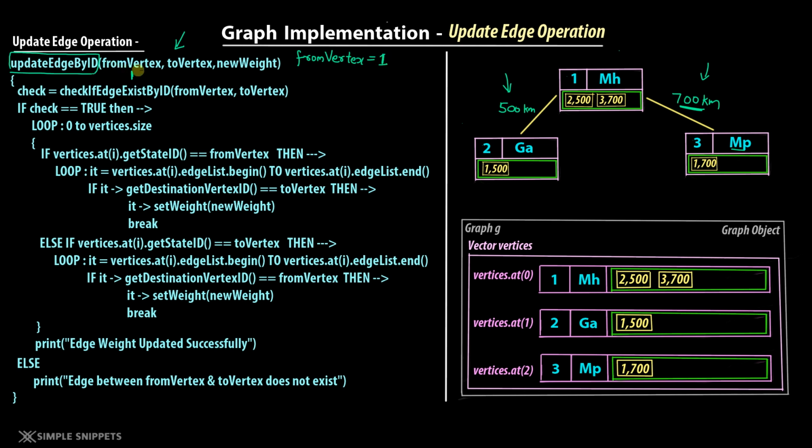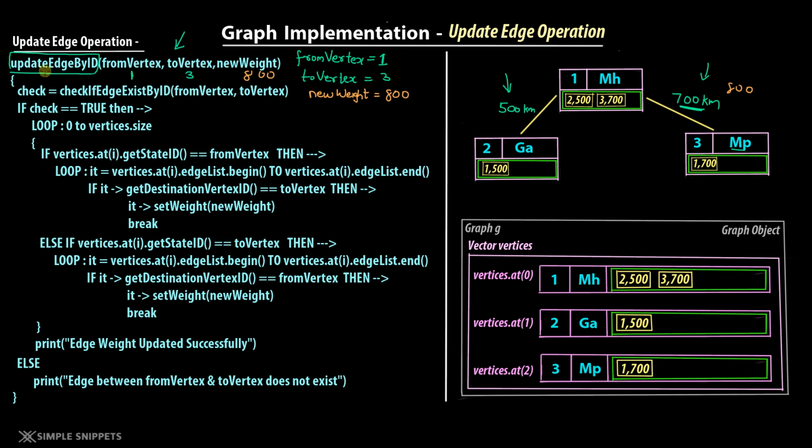Correct? The next thing is to vertex. So what is the to vertex? It is MP and the ID is 3, right? So we're going to pass 3 over here. The last parameter is the new weight that you want to update. Currently it is 700. Let's assume you want to update it to 800. So you want to change this to 800 kilometers, so you pass 800 over here. Alright, these are the things that you pass in this function.